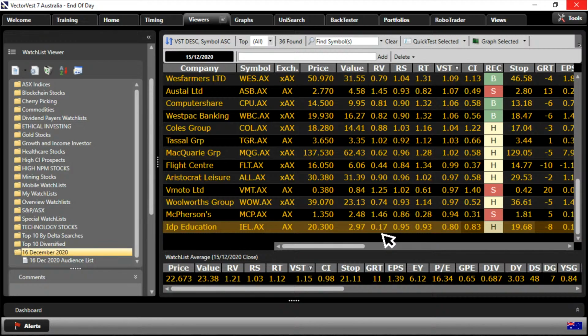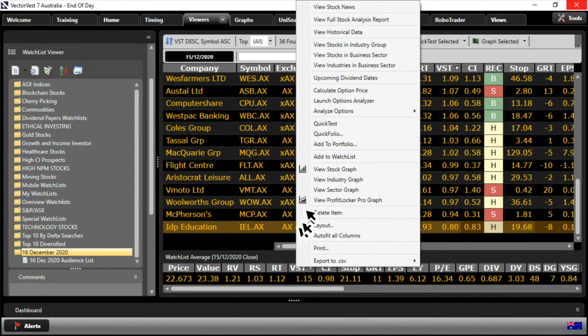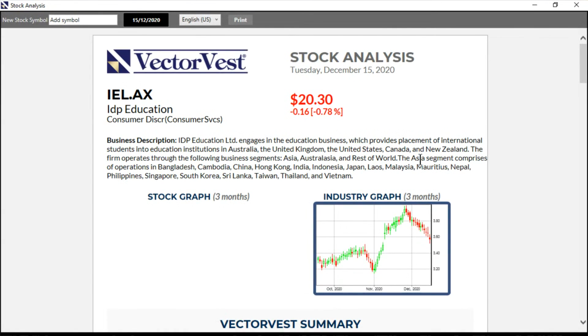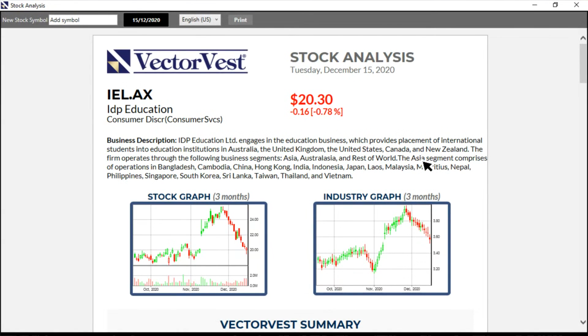If you get stuck with any of the definitions, right-click any stock and you can view the full stock analysis report. Let's fire this up just to show you. You might want to do this for each and every stock that you're considering. You can read up about them. You don't have to print them all out. You can print them all out if you wish, but you can go through and have a look.